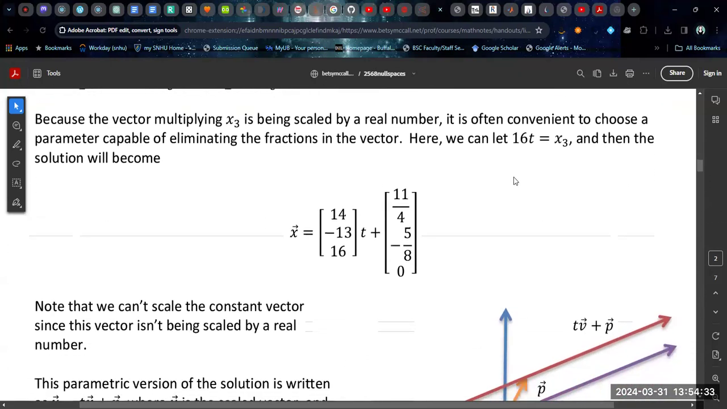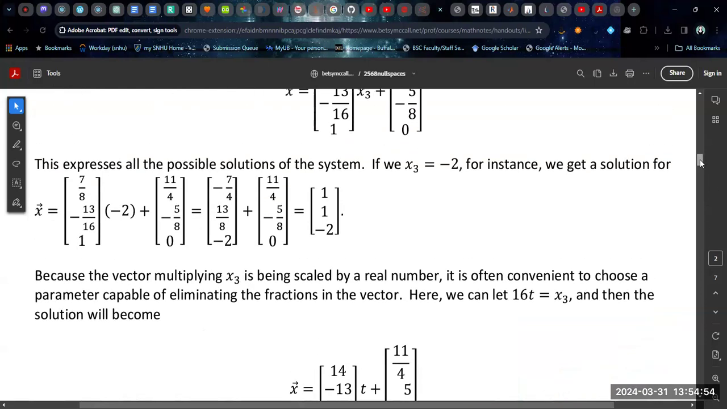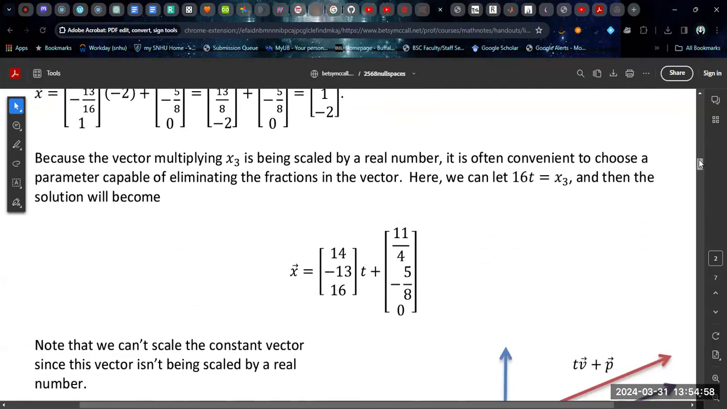Now, as I mentioned, we can completely parameterize this. And at least in the vector that's multiplying the variable, we can eliminate the fractions. This is typical normalization for these kinds of problems. We would let 16t equal x3. The 16 can then be used to eliminate our fractions from our original vector. And the constant, of course, cannot be altered like this.